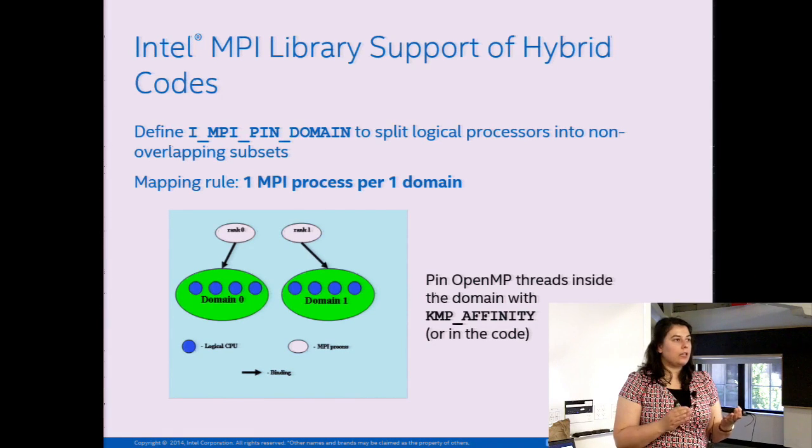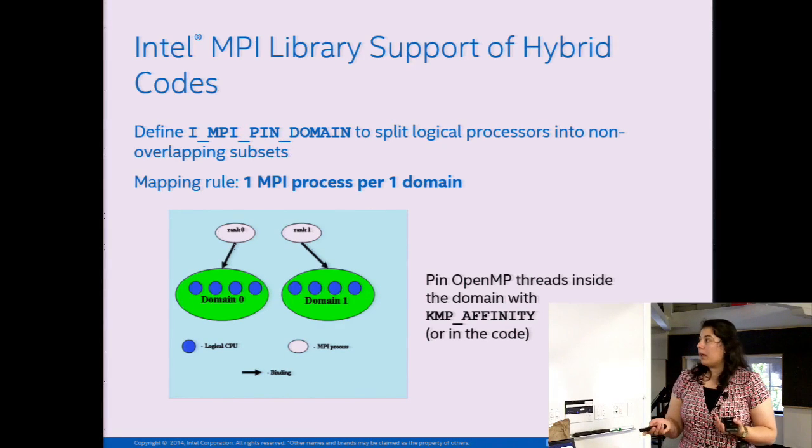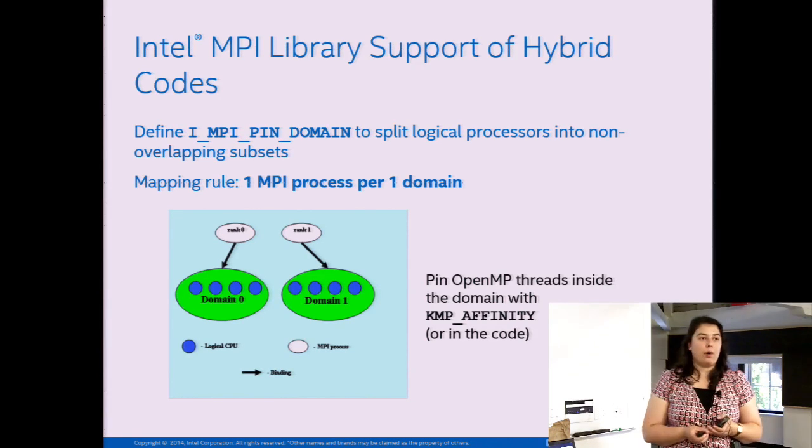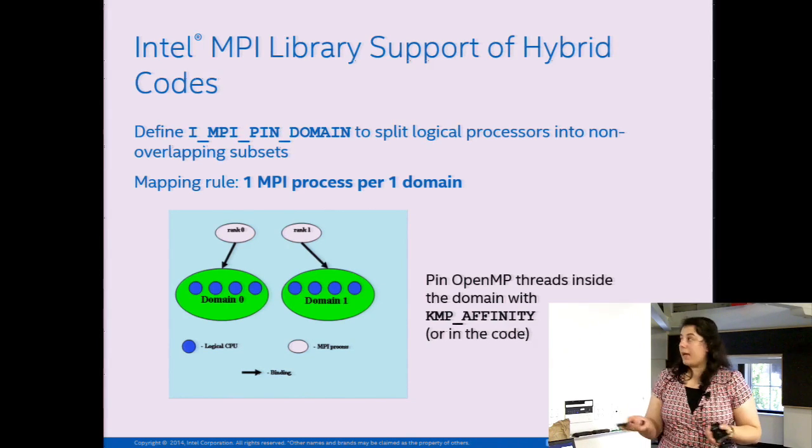Now, we can't really control the affinity for the threads themselves, right? The only thing we really have control over is the MPI ranks. So if you want to do affinity for the threads themselves, then you have to use KMP affinity or any of the other OMP settings. But those are easily specified on the command line.